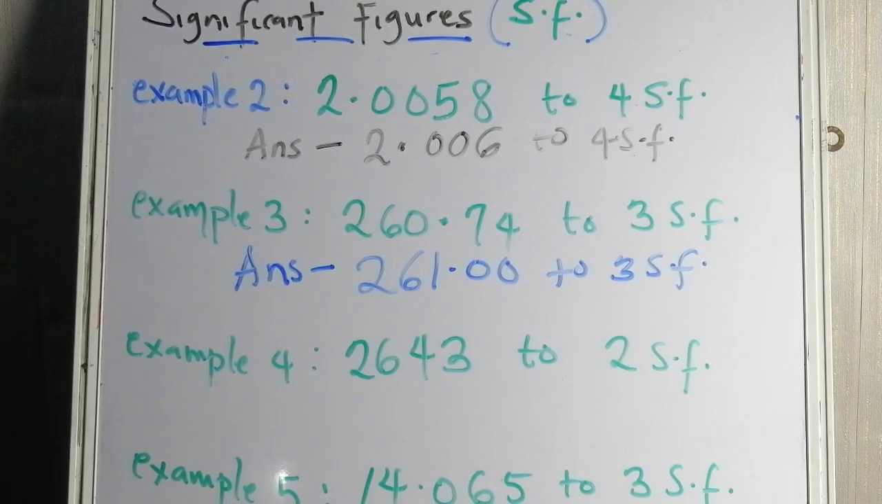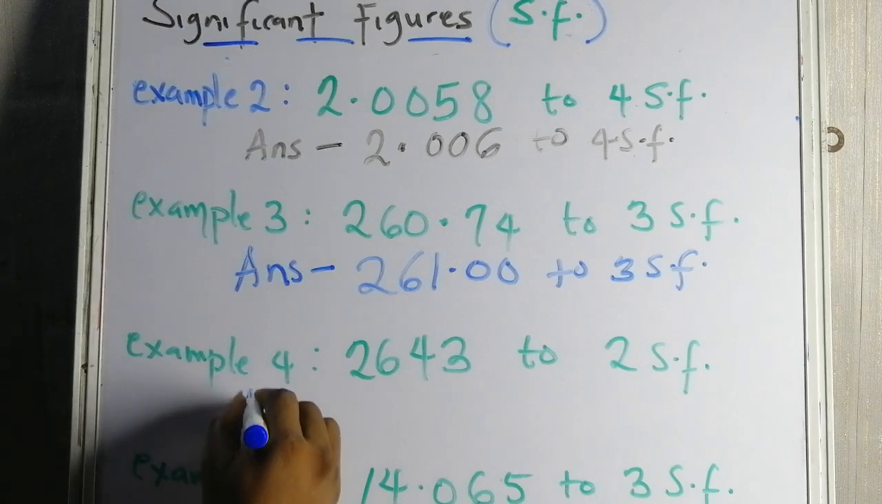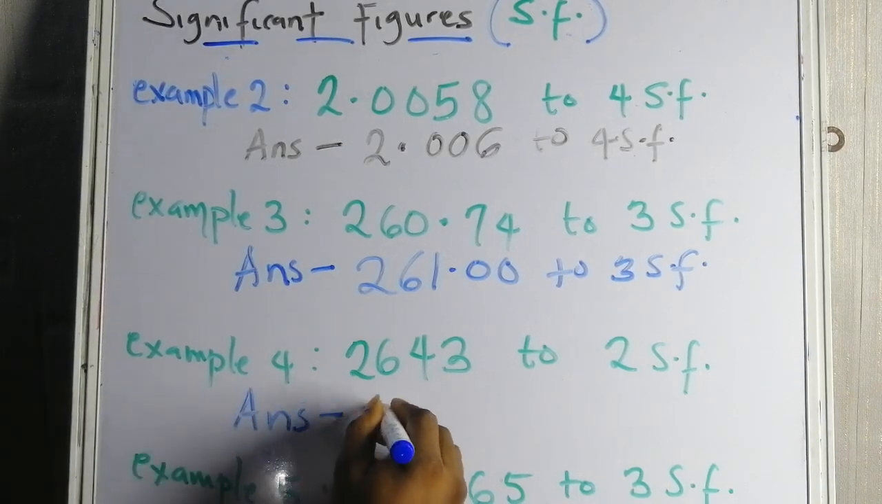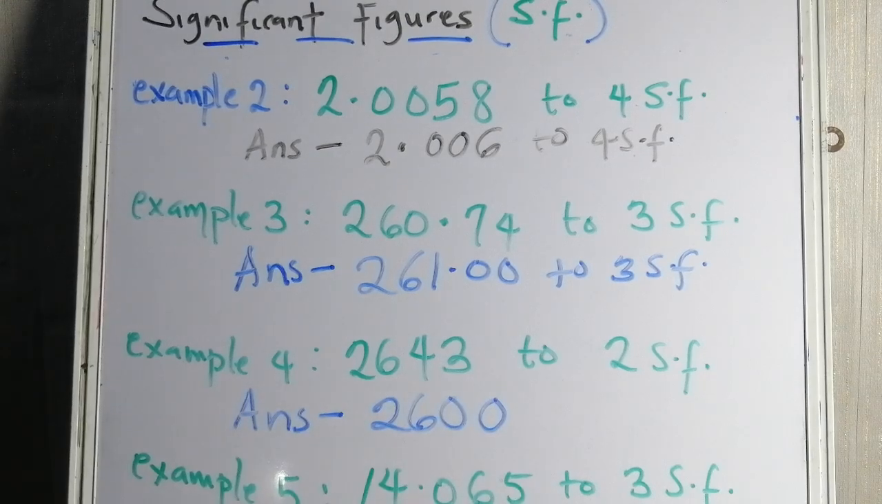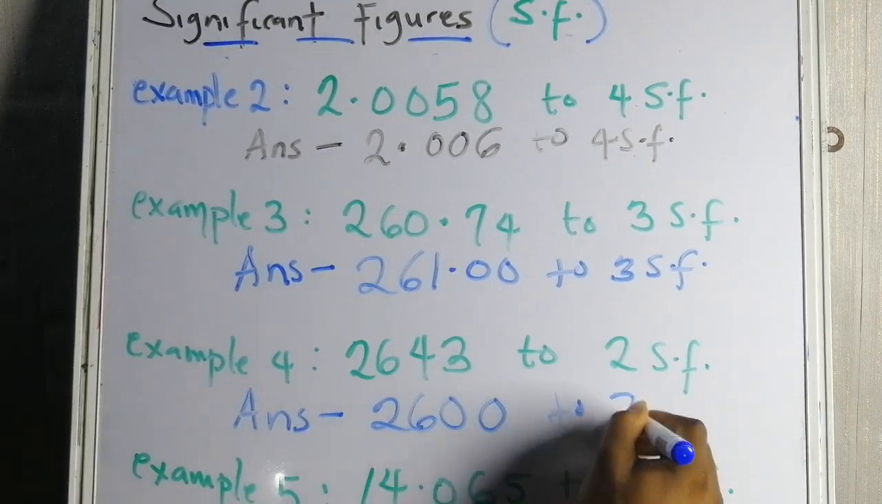But in this case, we've solved all our questions, we've gotten our answer correctly, but it starts with 2643, and we are asked to approximate to 2 significant figures. Very simple. Count the 2: 1, 2. So what is the next figure after that 2? It is 4. It means 4 is not up to 5 or greater than 5. Then our answer here will be 2600, that is to 2 significant figures.